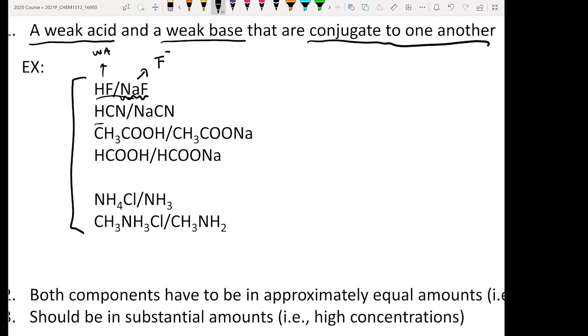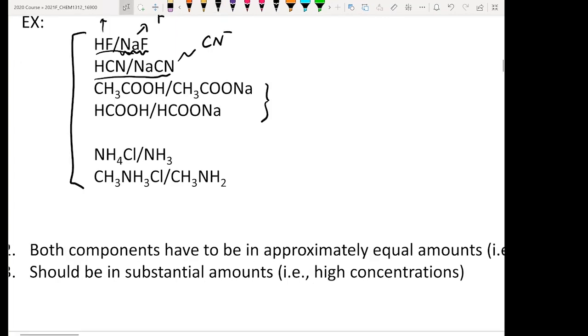The same thing for this, right? HCN is a weak acid, and the NaCN is equivalent to CN minus. So you have HCN, CN minus. They are a conjugated acid-base pair. Every time you see a conjugated acid-base pair, the words that should pop up in your mind are buffer solution, buffer solution, buffer solution. Okay? So you can do this practice here.